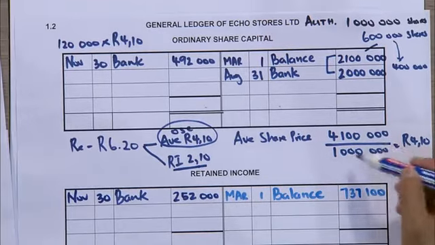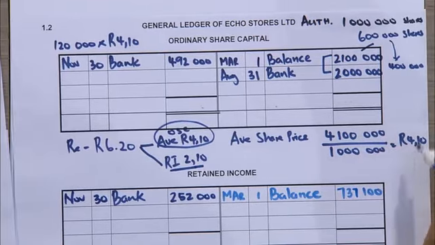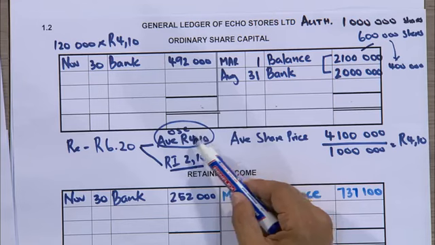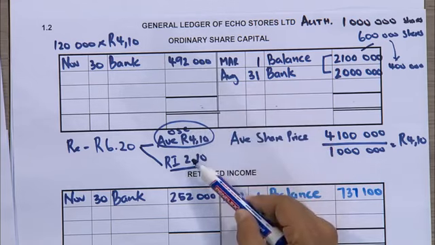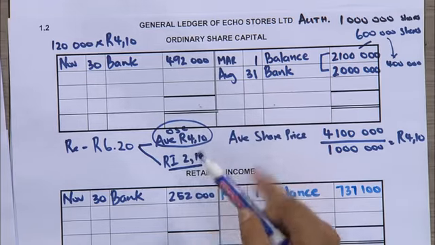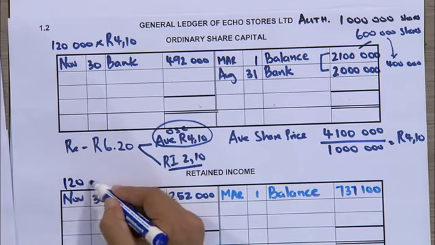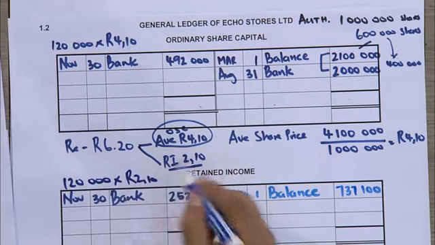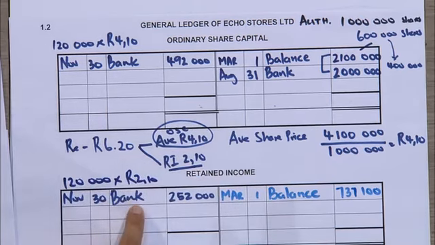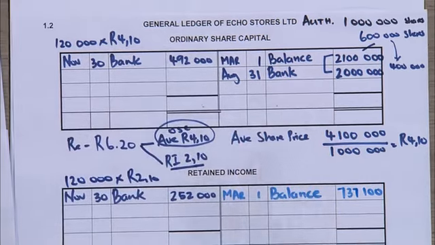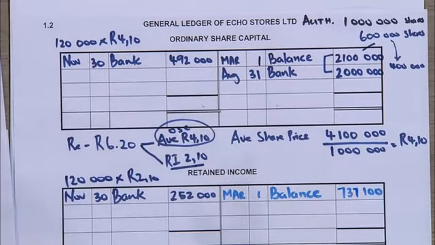Okay, so we're buying back, calculate the average, 4.10. We split the repurchase price between the average and the amount more than the average. The average goes to the capital. The amount more than the average goes to the retained income. Obviously, both these figures will have to be multiplied by 120,000. So it's 120,000 times R2.10 will go to your retained income, and 120,000 times R4.10 will go to your ordinary share capital. As it stands, the capital account is done. We just have to balance that account.